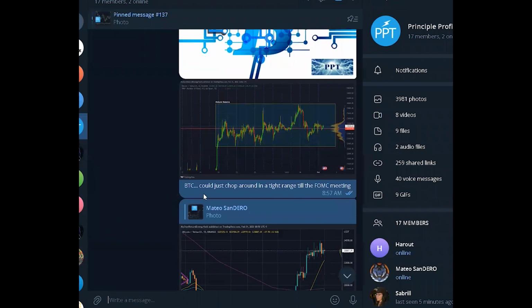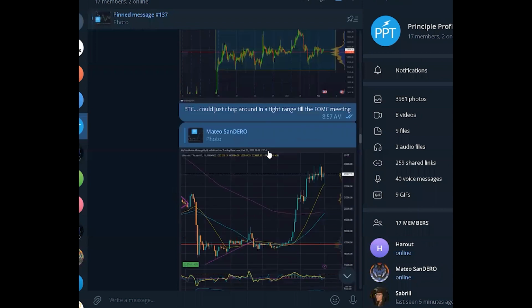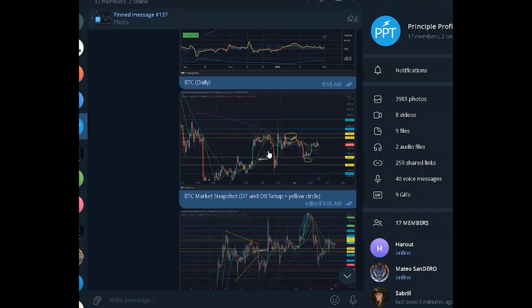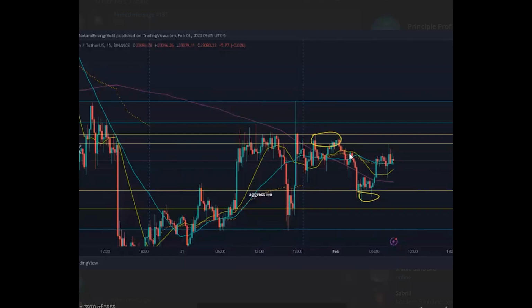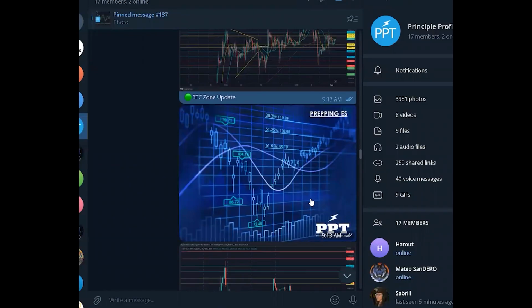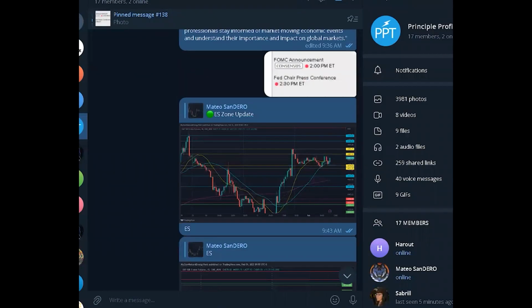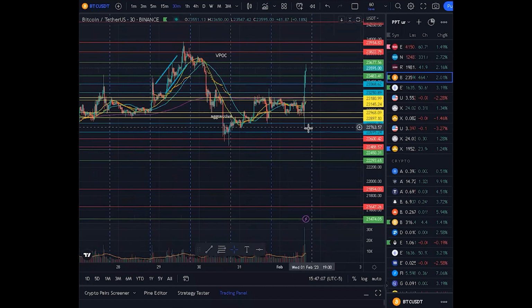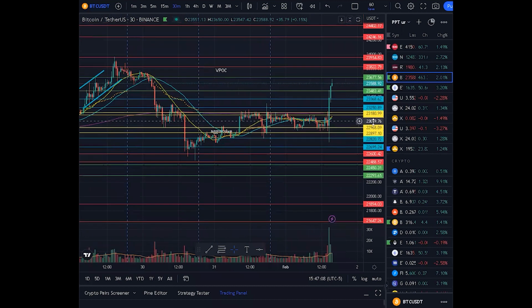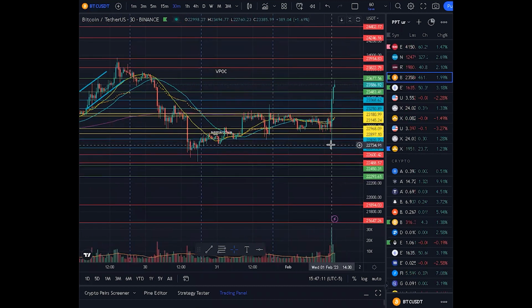So as you can see, Bitcoin could just chop around in a tight range until the FOMC meeting. Yeah, and that's what it did, but it didn't mean the execution of it was any easier. Now in the overnight, fine, Bitcoin very, very tight range. But you can see that Bitcoin's also suspect of the FOMC now. It's not just everything is. So if you had orders there, you got destroyed.